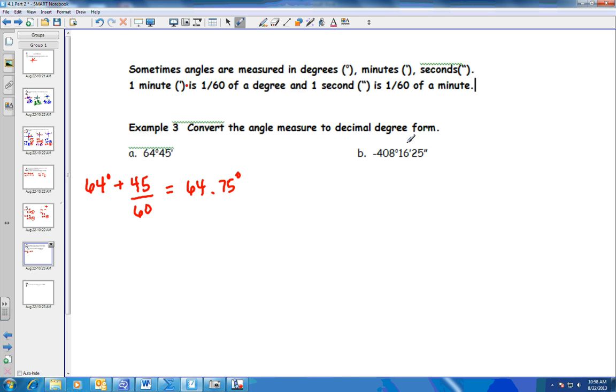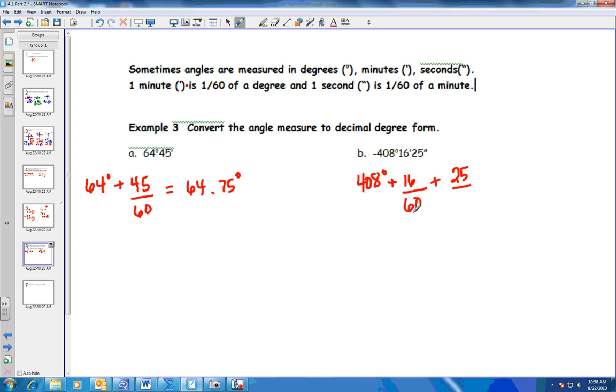Okay, so let's look at this one. I have a negative degree, which you do the same way, but you just put the negative sign out in front. But this time I have degrees, minutes, and seconds. So I have 408 degrees plus 16 minutes, and I know that's 16/60th of a degree, plus 25 seconds. Now on this one, I'm not going to divide it by 60 because these are seconds, and we want to know what part of a degree that is.